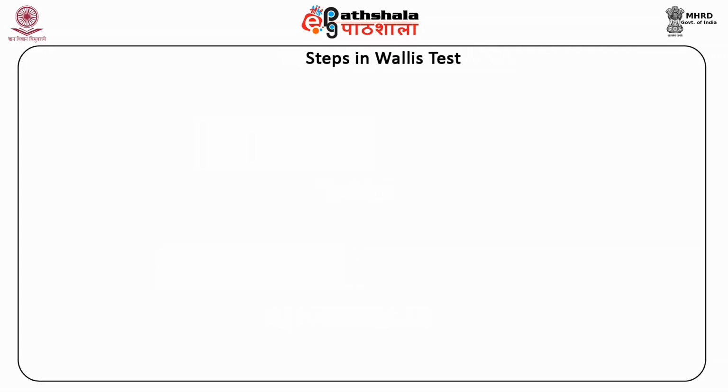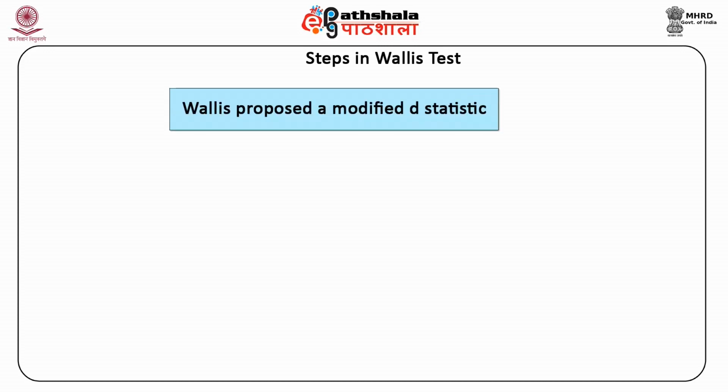Steps in Wallis test. So let us understand what are the steps involved. Wallis proposed a modified d statistic, where d4 now is equal to sigma of (UT hat minus UT minus 4 hat) whole square, where the summation is from t equal to 5 to n, divided by sigma, where t is from 1 to n, into UT hat square.